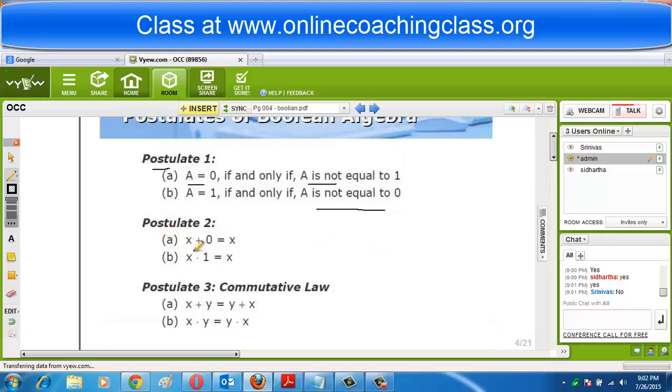Now postulate 2. X plus 0 is equal to X. Can you understand why this statement comes? X plus 0 is equal to X. Do you understand, Srinivas and Siddharth? From where does this formula come? Is it right?